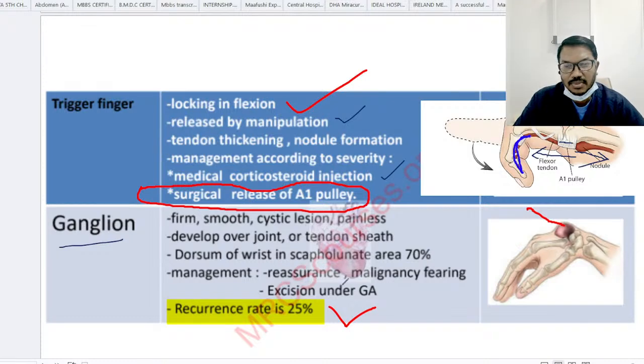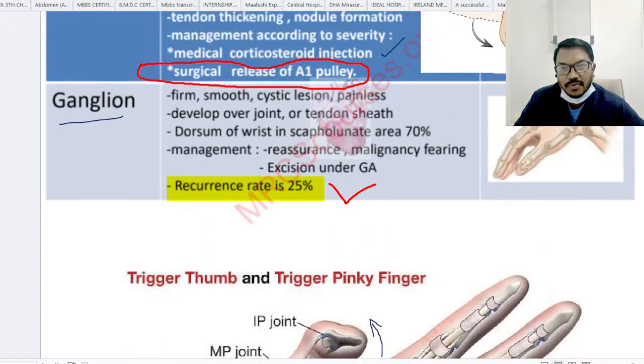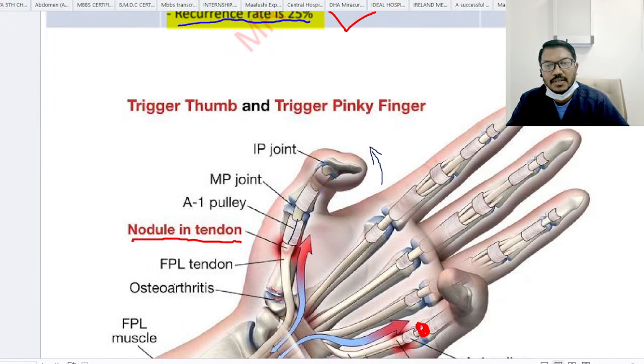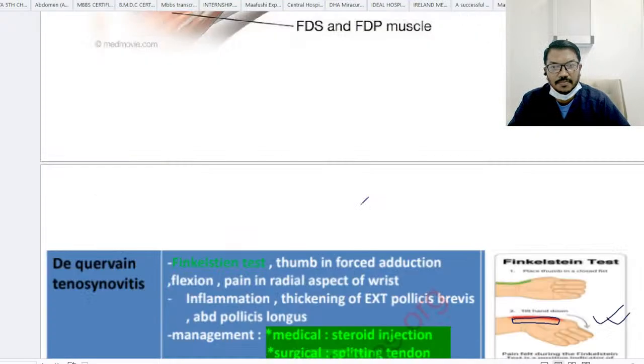Then ganglion, this originates from the joint capsule. Firm, smooth, cystic lesion, painless, develops over the joint or the tendon sheath, and recurrence rate is 25%. Even if we do the surgery, in 25% of cases it will again come back. Triggered thumb, this is that, fully already we have seen.